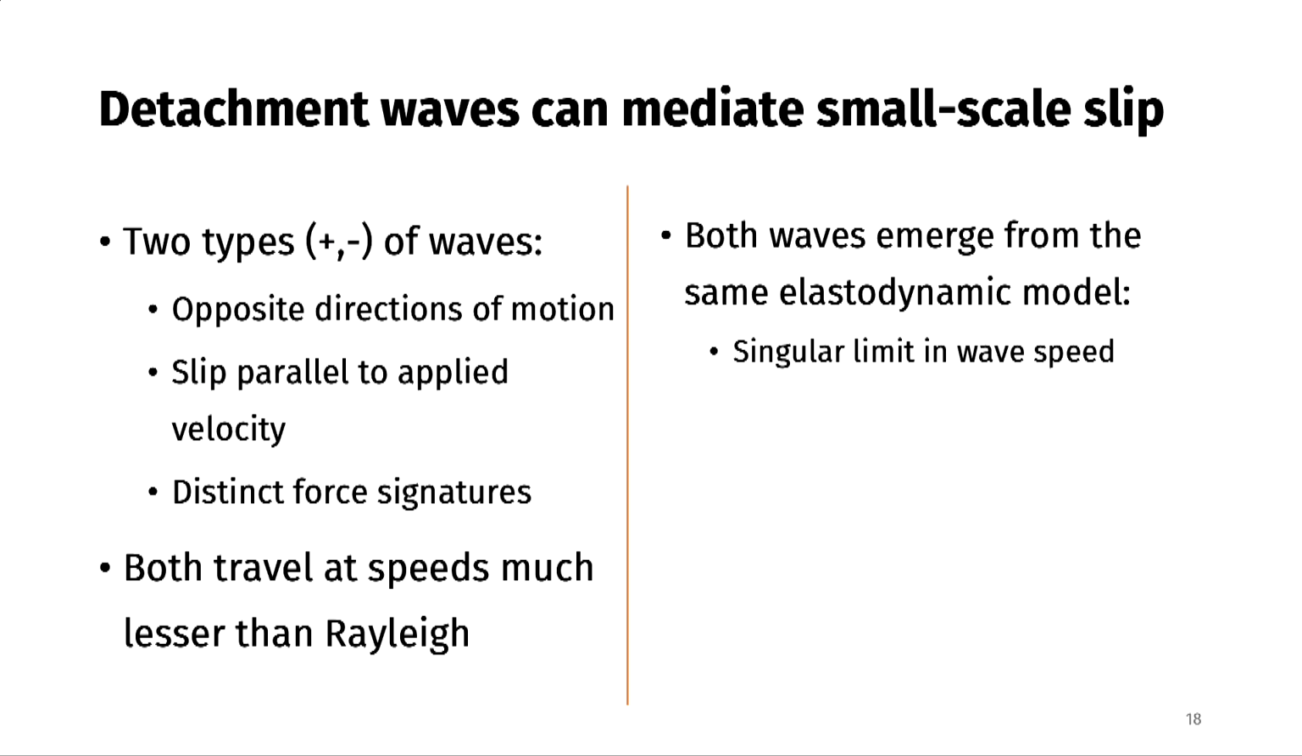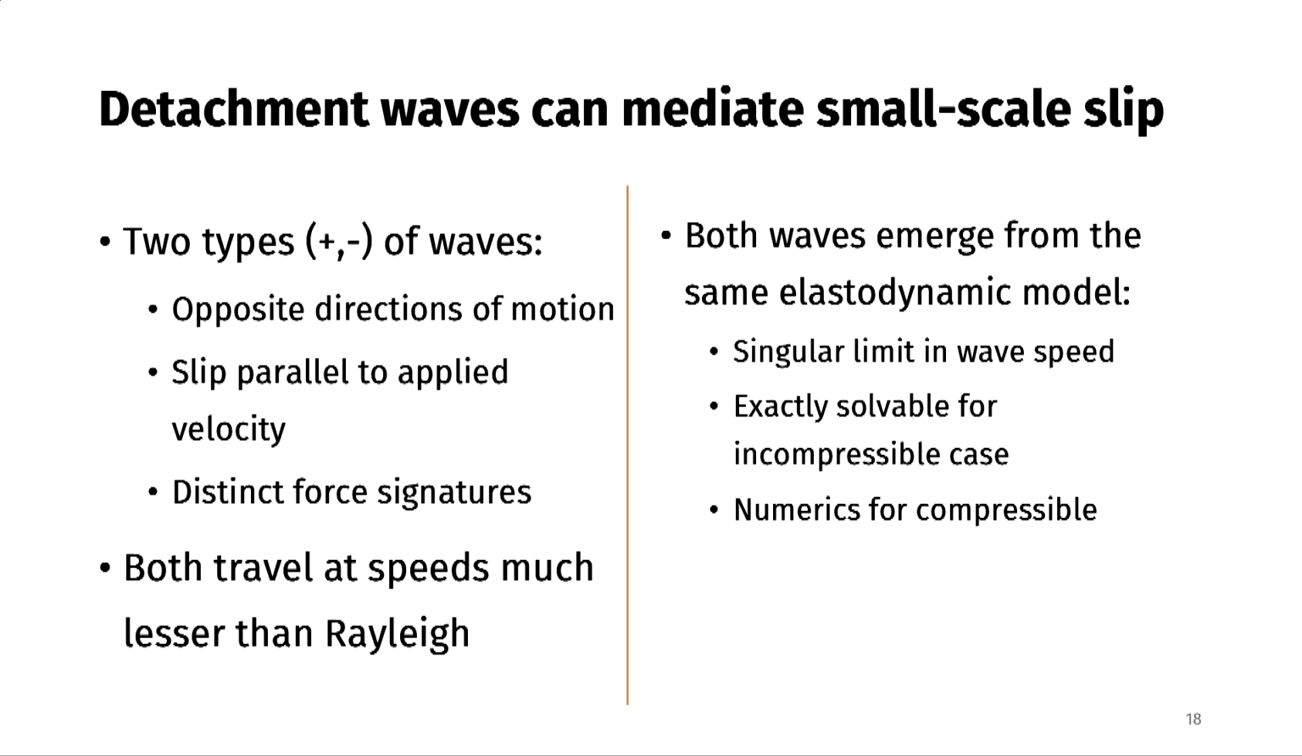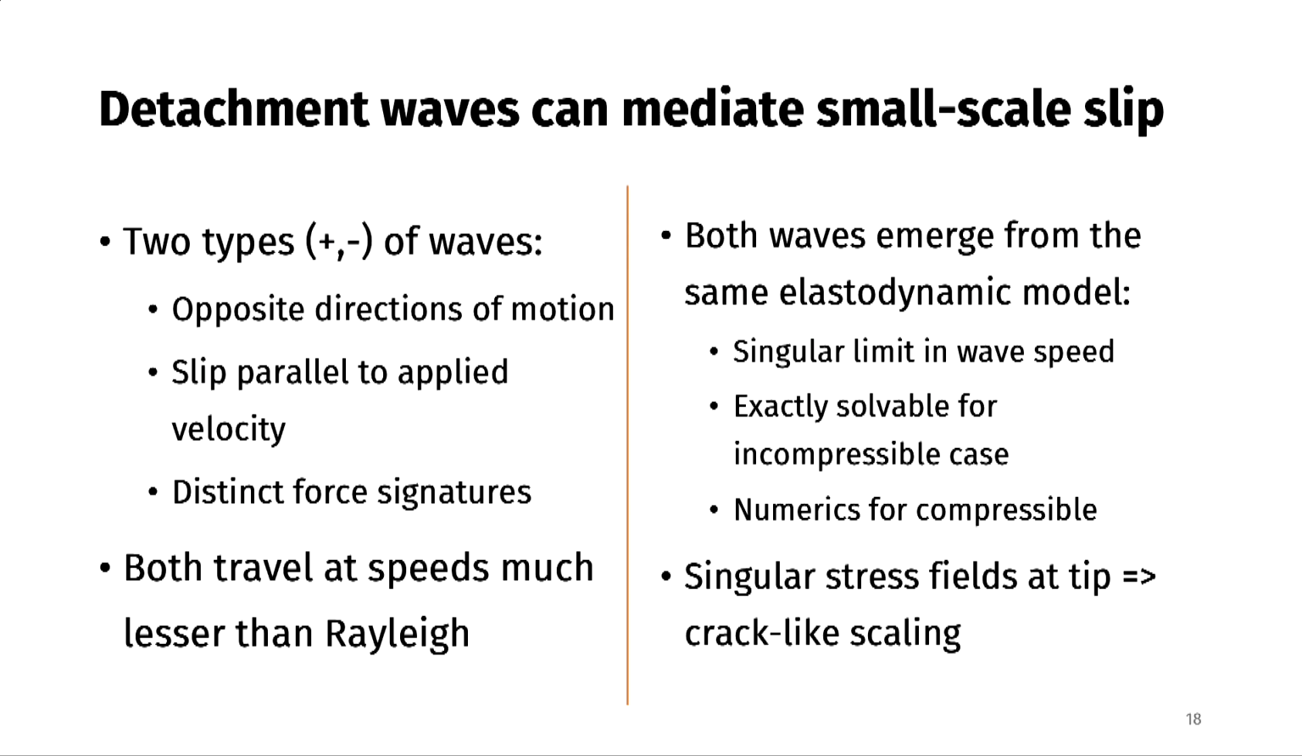Singular limit in the wave speed: C by CL can't go to 0. C by CT can't go to 0. It's exactly solvable for the incompressible case. You do numerics for the compressible case, and then you can get the stress ahead of the tip and so on. And it looks like there is some crack-type behavior at the tip of the wave, the front tip of the wave, right? Because the stress becomes singular. Yes.